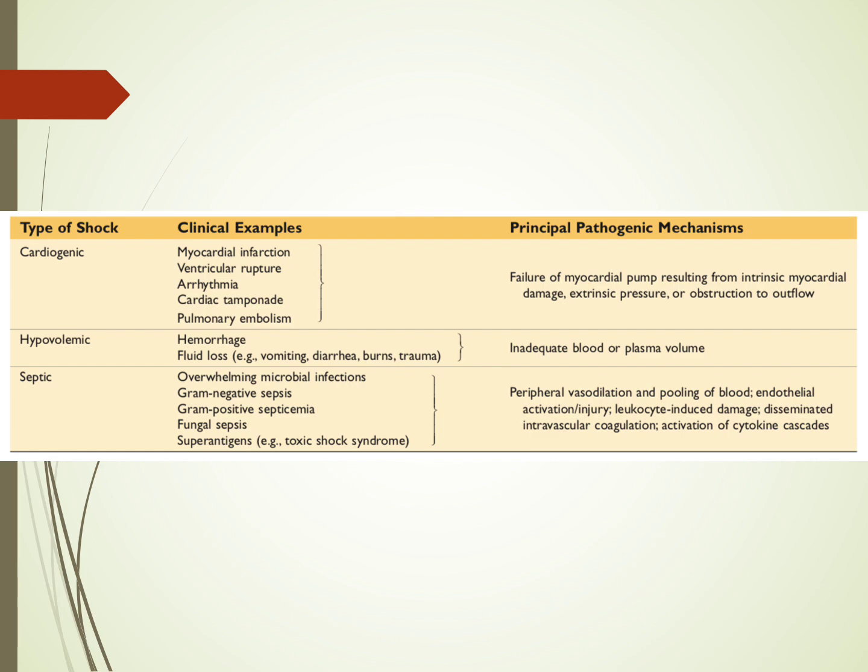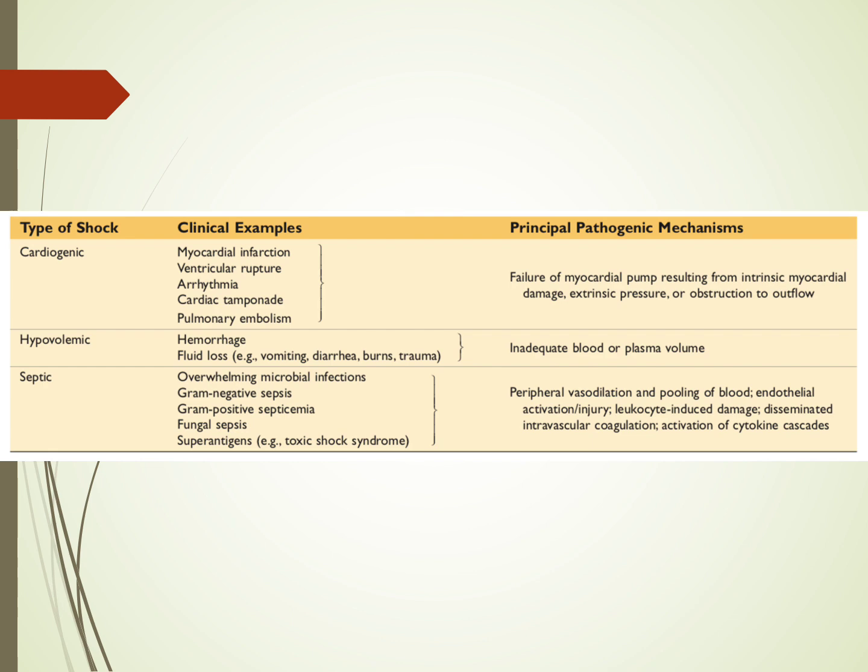This table summarizes the three main forms of shock. And as you may recall from the definition of shock, it's either caused by decreased cardiac output or decreased effective circulatory blood volume or both. So, in cardiogenic shock, the cause of the decreased cardiac output is the failure of the myocardial pump. And this can happen due to different etiologies. Failure of the myocardial pump may result from intrinsic myocardial damage.